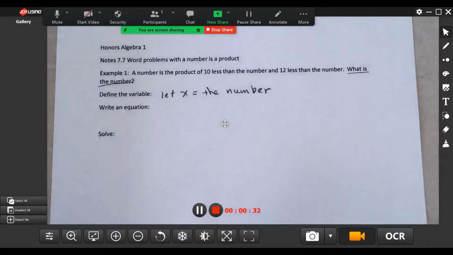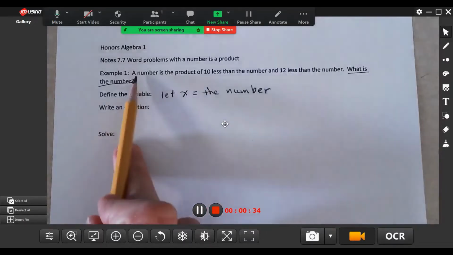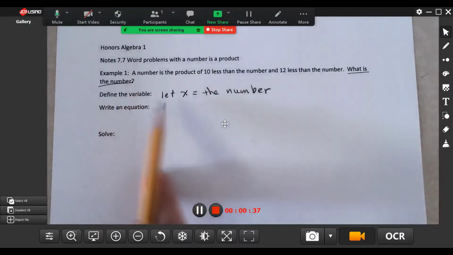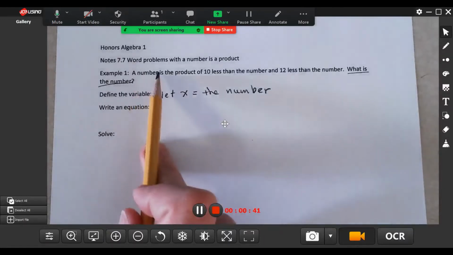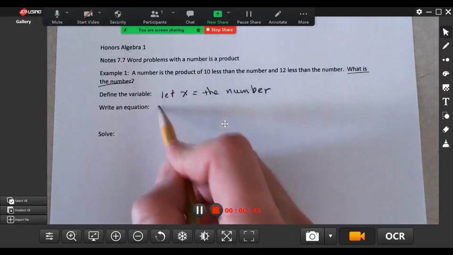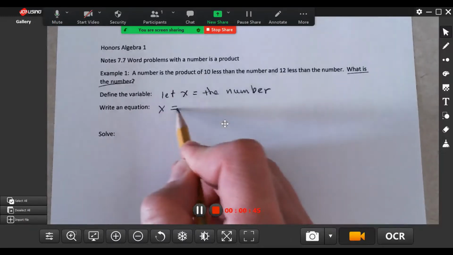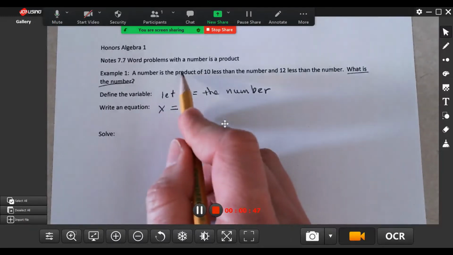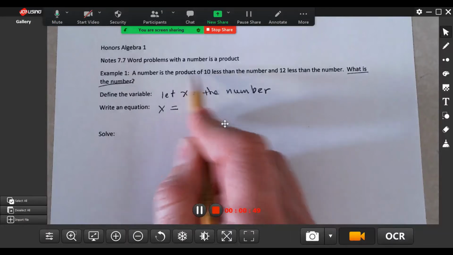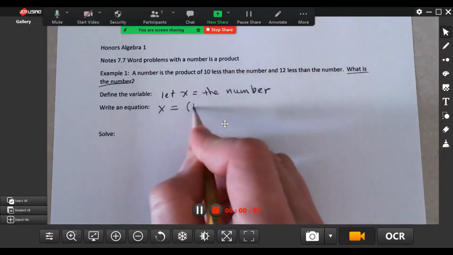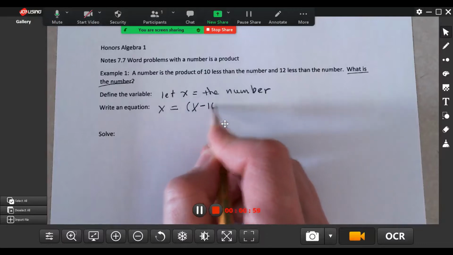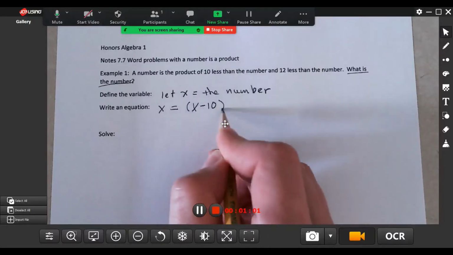Then we need to write an equation. So everything in this sentence is a math word, so we're going to write an equation by just reading the sentence from left to right. A number is, so a number, that's x, is means equals, the product. So we're going to multiply, so whatever I read first is the first factor, the product of 10 less than the number. So 10 less than the number would be the number minus 10. That's 10 less than x.